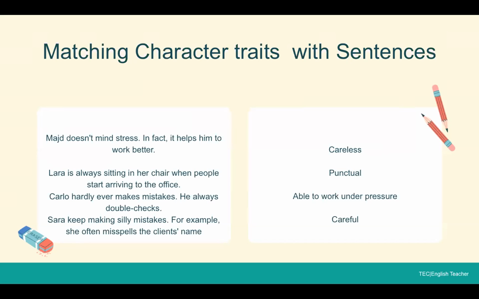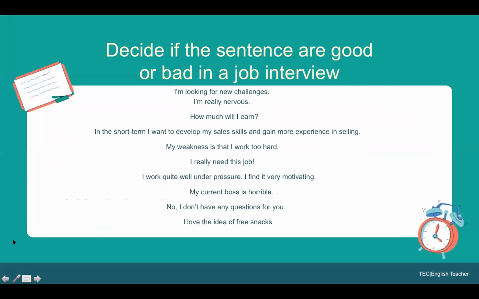Mash doesn't mind stress. In fact, it helps him to work better. So he is able to work under pressure. Yes, great. Lara is always sitting in her chair when people start arriving to the office. She's punctual. Yes, exactly. Carlo hardly ever makes mistakes. He always double checks. Careful. Yes. Okay, and Sarah keep making silly mistakes. For example, she often misspells the client's name. She's careless.